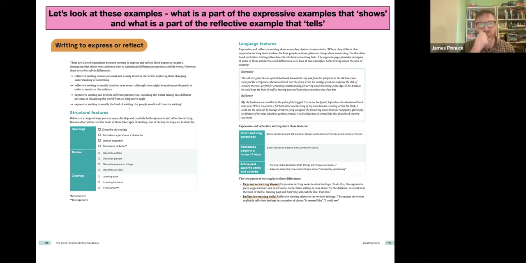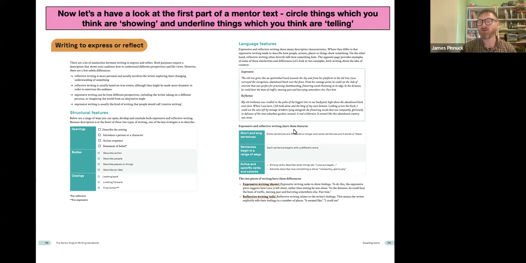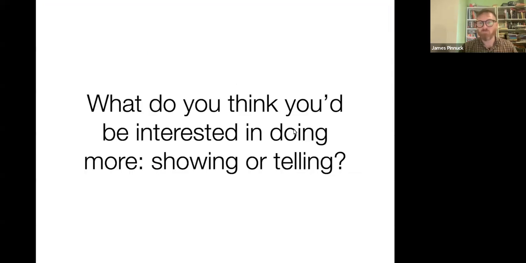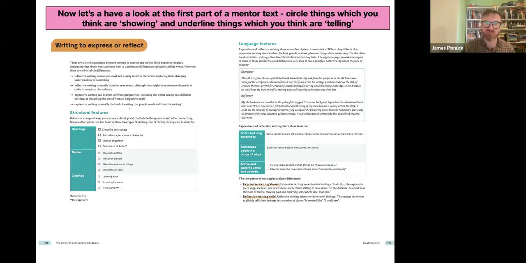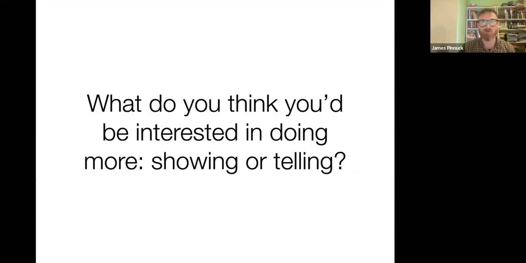and then you might have a look at a mentor text and look at the opening of a mentor text, and you might think about what are examples of language in this mentor text that show, or what are examples of language that tell. And you can talk about, is this example more expressive or reflective? Then you can have a think about, does this opening for a mentor text use one of these strategies? Which strategy does it use? Does it start by describing a setting, describing a person or character?